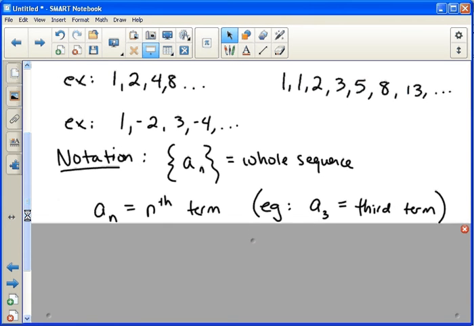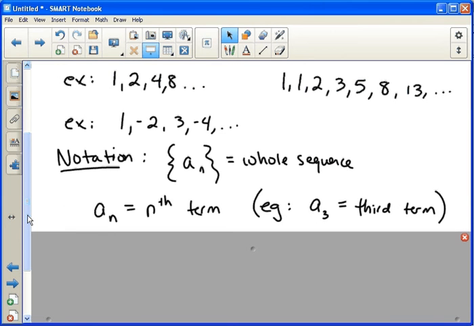Okay, here's some notation. Remember, notation just means how we write things. If you see these squiggly brackets, that just represents the whole sequence, whereas without the brackets, it often will just represent a single term. So a_n means the nth term. So for example, a_3 means the third term. If I do an a sub 4, that's the fourth term.